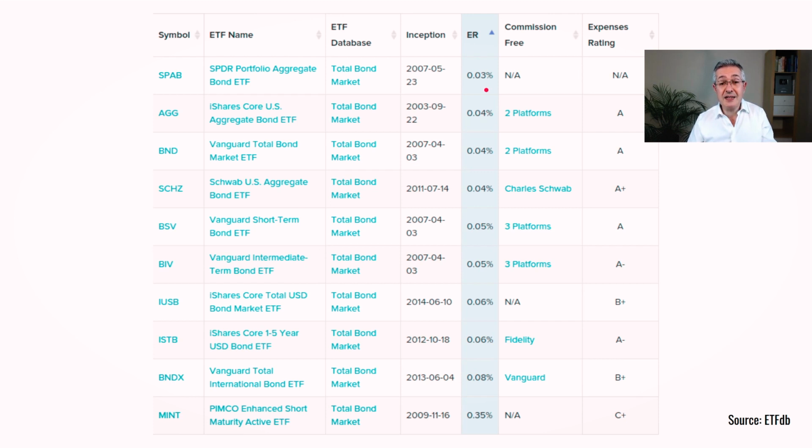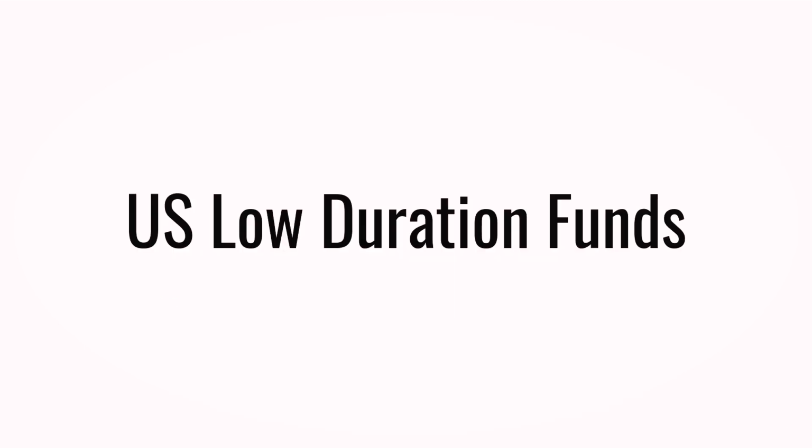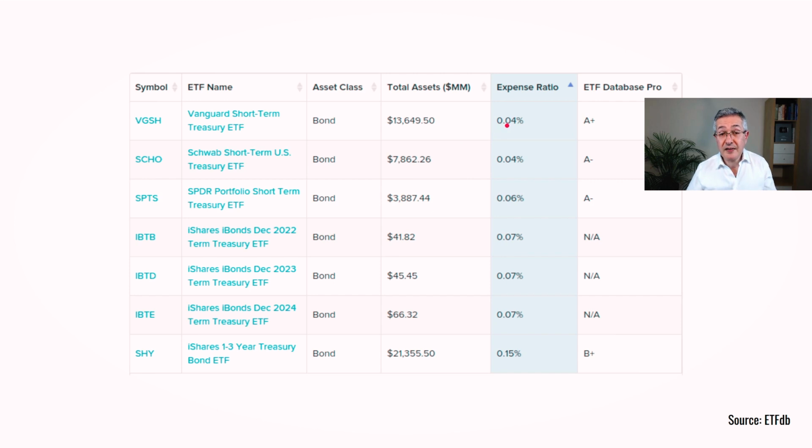Now, another thing to notice here is that the expense ratios here are very low for the US, lower than they are for the UK, for example. So the cheapest expense ratio here is just 0.03%. That's almost free. If we look at low duration US bond funds, again, you can see the expense ratios are very low, between 0.04% and 0.15% for this lot. But again, these are not tracking global bonds. These are just tracking US treasuries. But again, that's a very large liquid market, so this probably isn't a huge restriction for US investors.